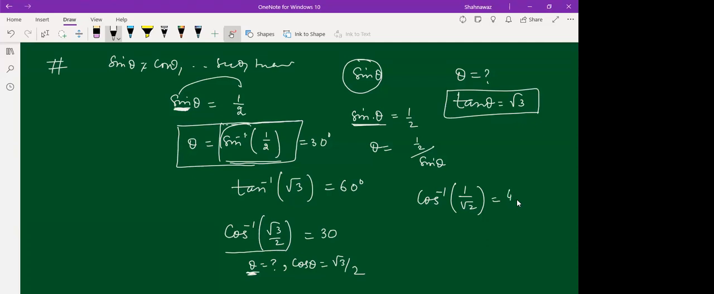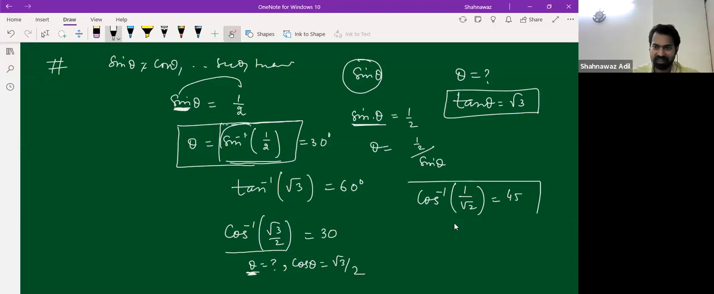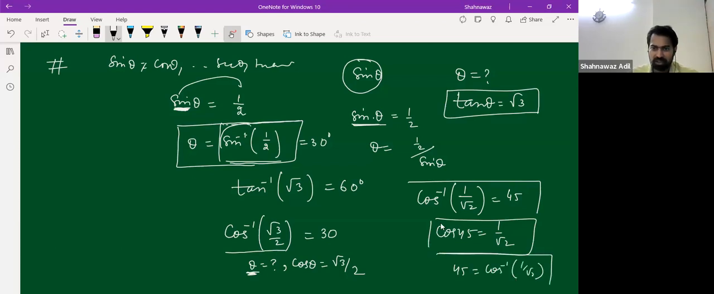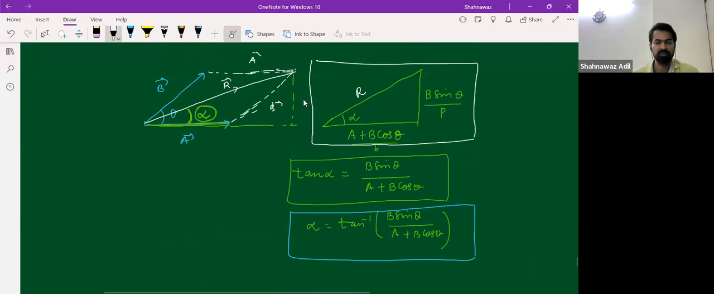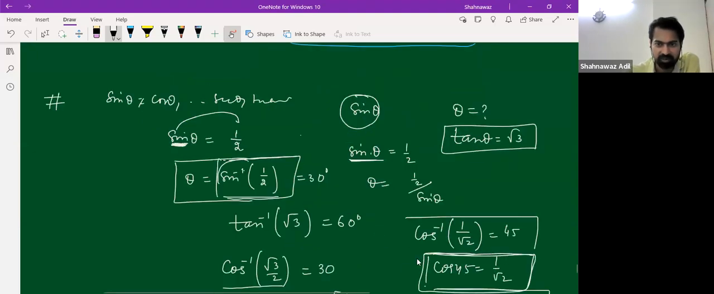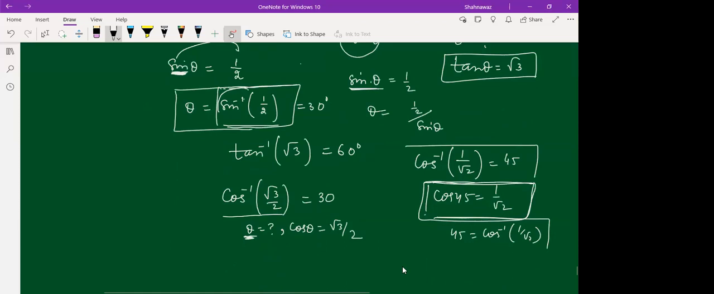45. Why are you hesitating? 45 is the right answer, right? For cos 45, we get 1/√2, right? So if we take 45, this would be cos inverse 1/√2. This is about the inverse that we need in this vector part. We don't need to know more about this inverse trigonometric function. We only need this much, right? At what value of theta we get this value.